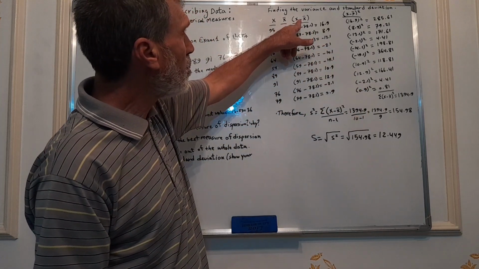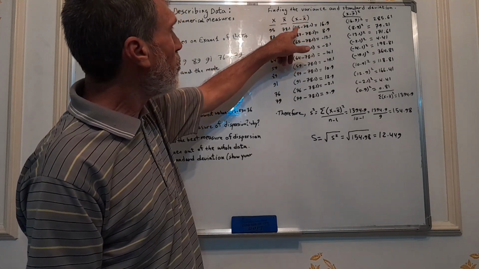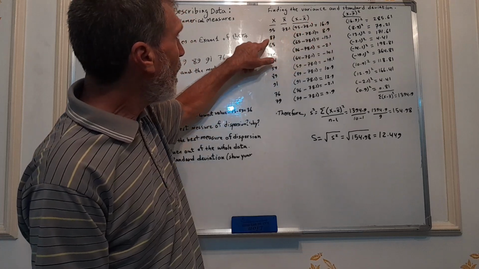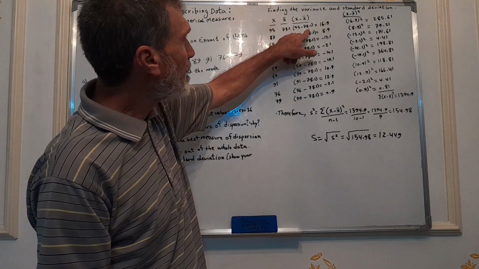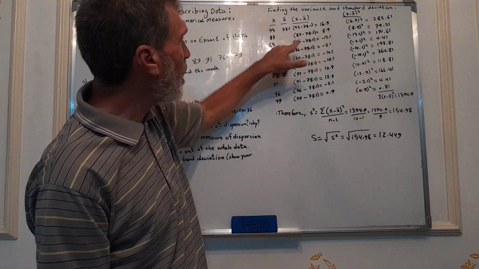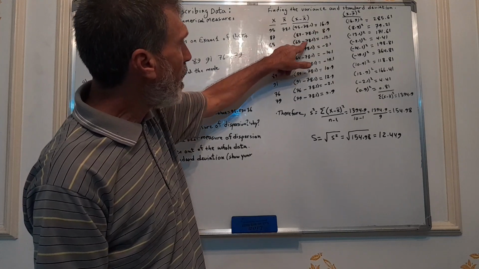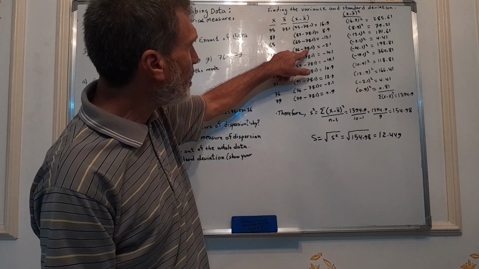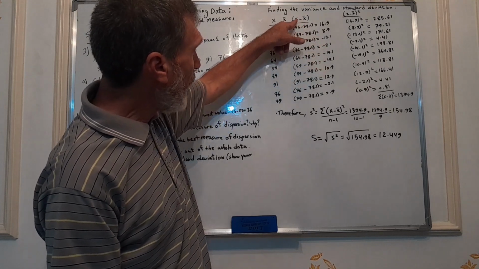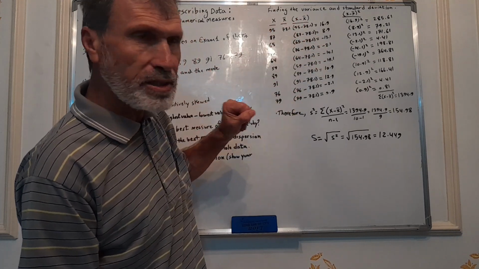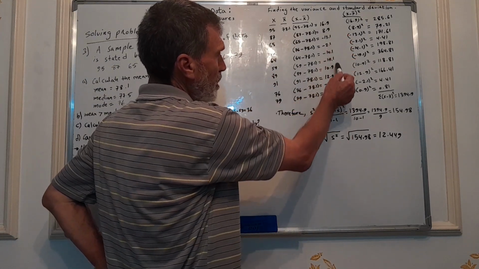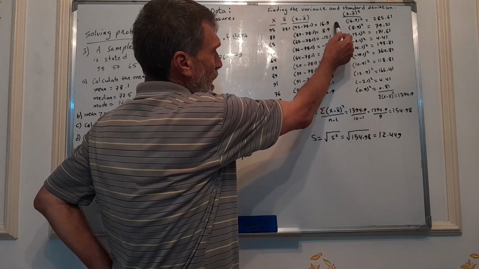Another column, the third column, x minus x bar. So we get 95 minus 78.1, we get 16.9. 87 minus 78.1, we get 8.9. 65 minus 78.1, we get minus 13.1. 76 minus 78.1, we get minus 2.1. And we do that for all the values here, and we come up with these values of x minus x bar.